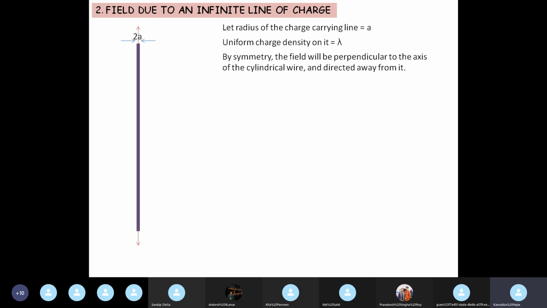Now by symmetry, since this is a cylindrical object, if it's a wire or a rod, it's cylindrical in shape. By symmetry, we can understand that the field will be perpendicular to the axis of the cylindrical wire and directed away from it. This is the orientation of the field lines.